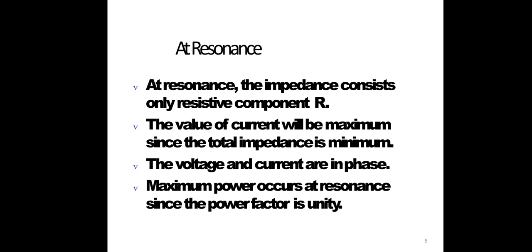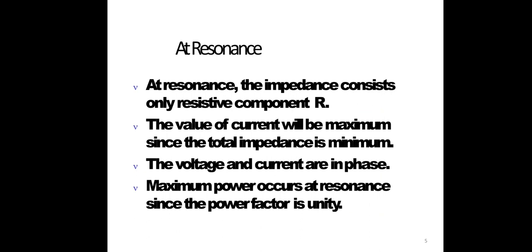At resonance, the impedance consists of only a resistive component, because the reactances of the inductance and capacitance are equal, so XL equals XC. The total impedance is R plus jXL minus jXC. Both are equal, so they cancel, and only the resistive component remains. That means the total impedance is the pure resistor in a series resonance circuit.